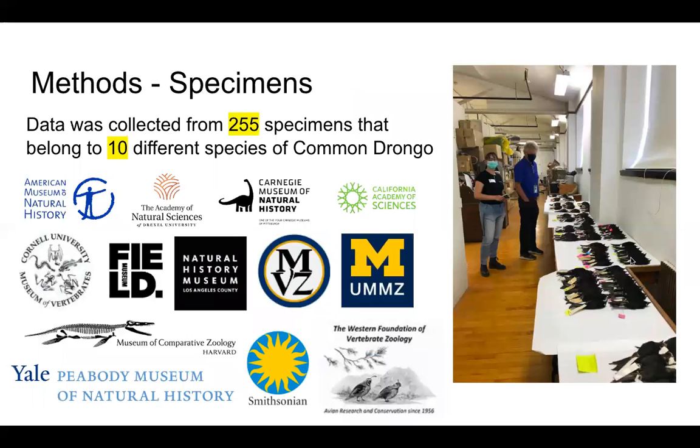In order to do this, we had to collect specimens. So data was collected from 255 different bird specimens that belong to 10 different species of Common Drongo. In the bottom left, we can see all of the different museums that we had borrowed from.